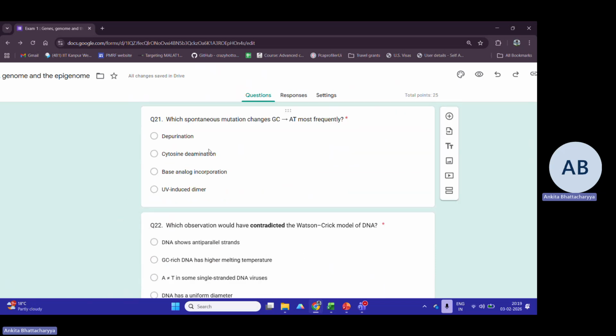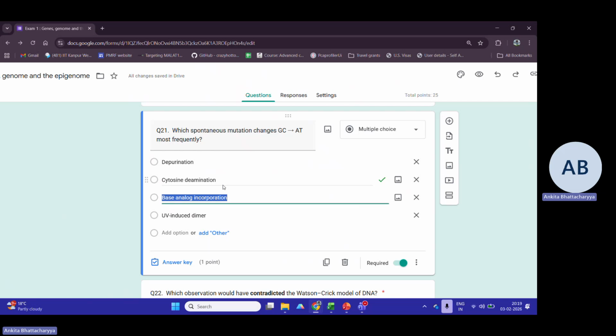Then which spontaneous mutation changes GC to AT most frequently? So it is the deamination of a cytosine. Again, you can refer to your slides for this material.